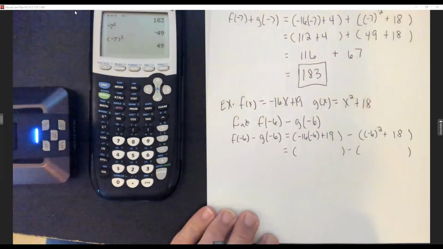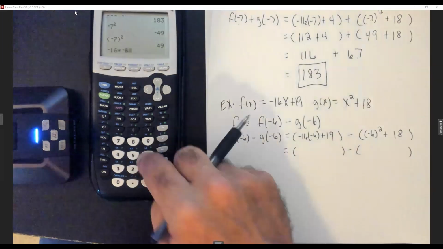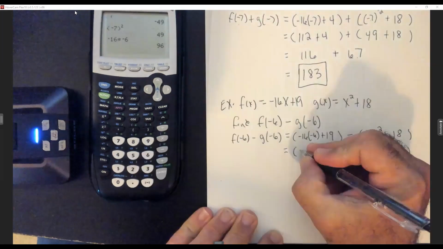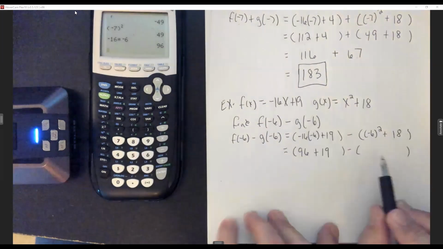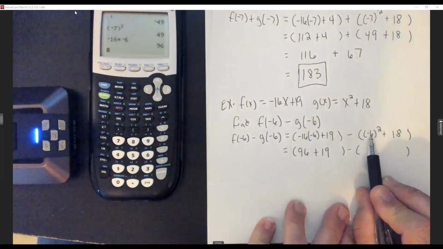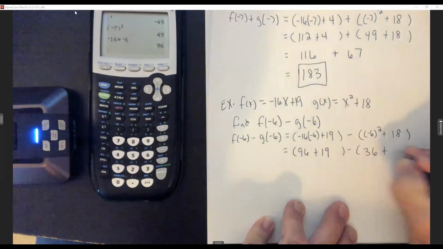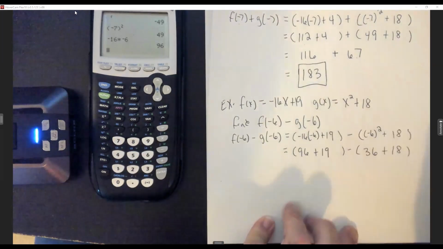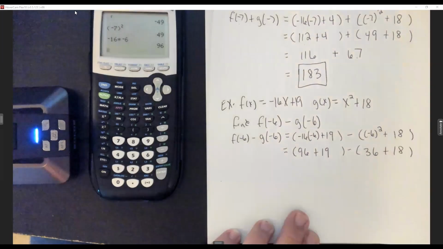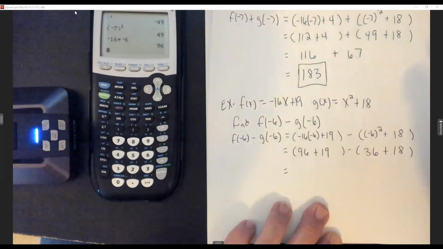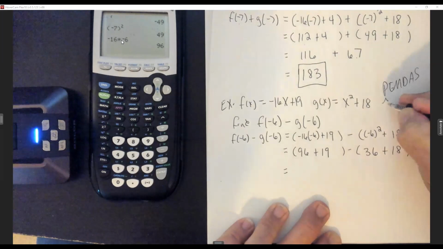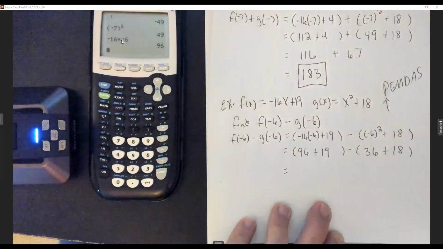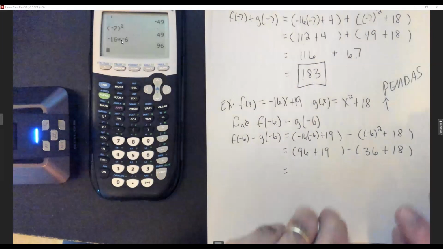A negative 16 times a negative 6 is going to give me a positive 96 plus that 19. Inside these parentheses, negative 6 times negative 6 is 36 plus the 18. So remember, this is going back to your order of operations, the PEMDAS stuff. And when you have parentheses first, it means you got to work everything in them parentheses before you can come outside of them.